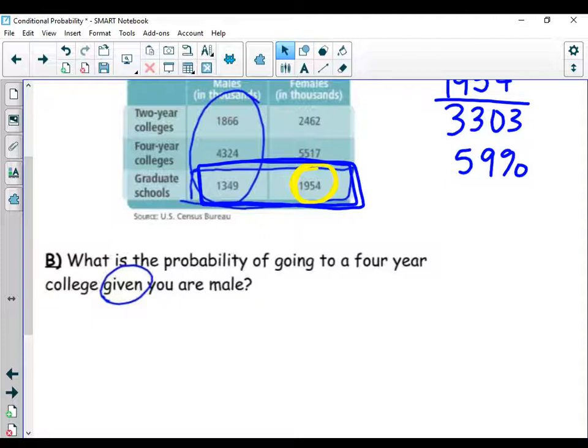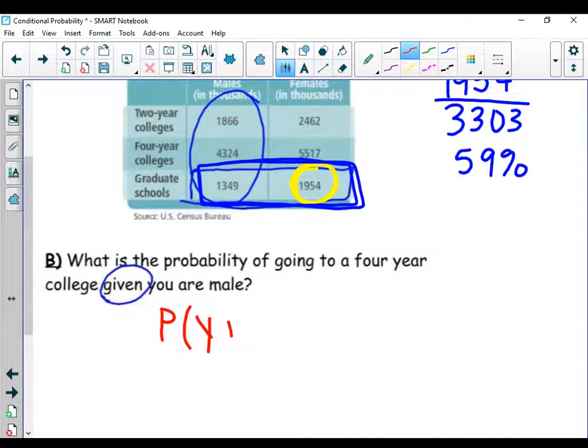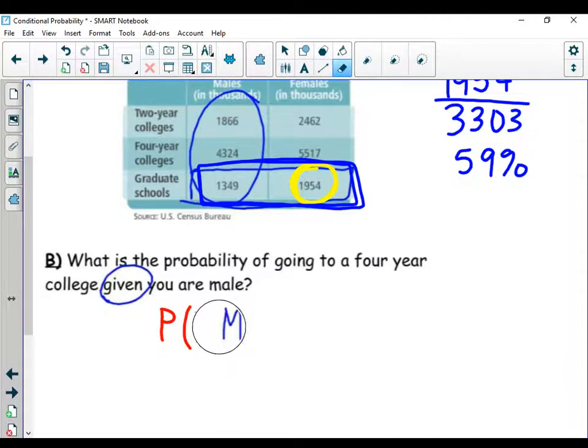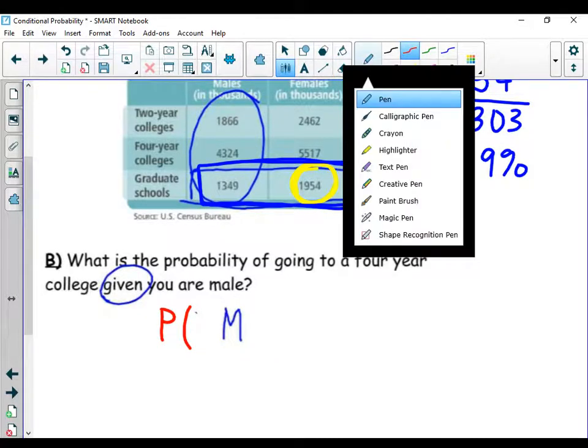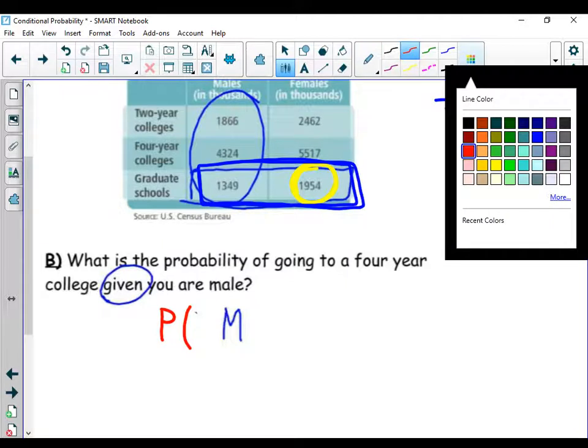Alright, so we want to know the probability of going to a 4-year college. Oops. Oh, I erased something that was hidden there. Isn't that entertaining?